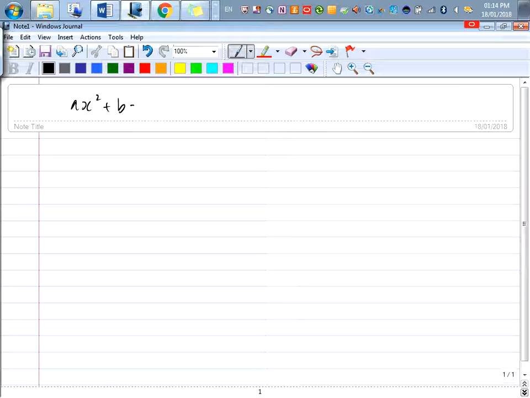ax squared plus bx plus c equals 0. This is a quadratic equation since the highest power is 2 and a, b and c are constants. Okay, all familiar with this equation? Saw it before. Now, let's take a look at typical type of questions in your textbook, page 37.